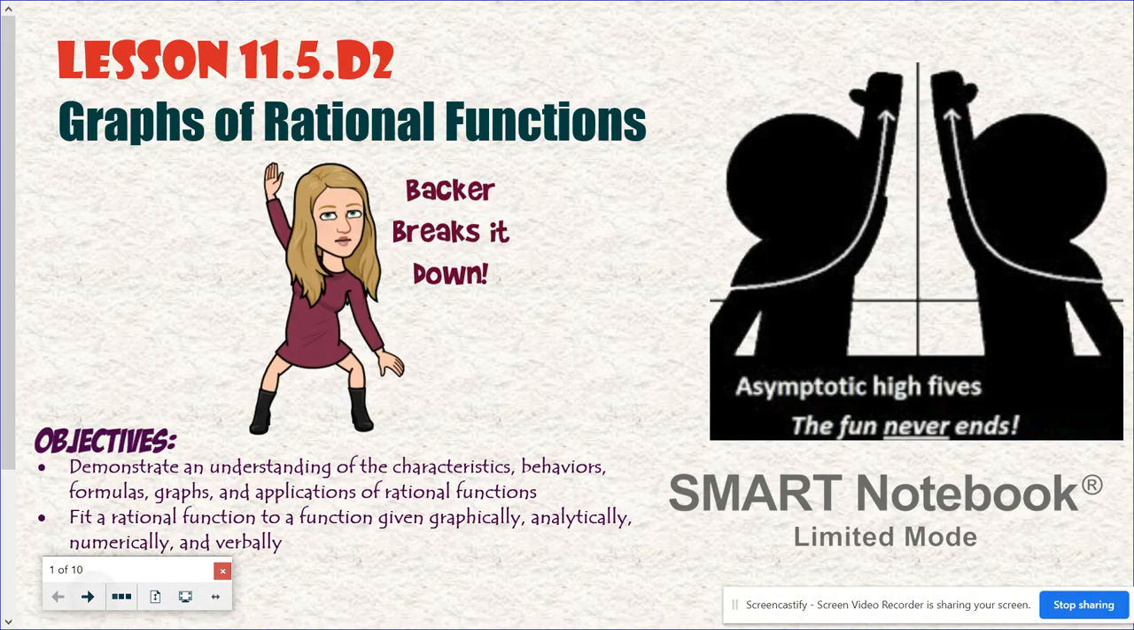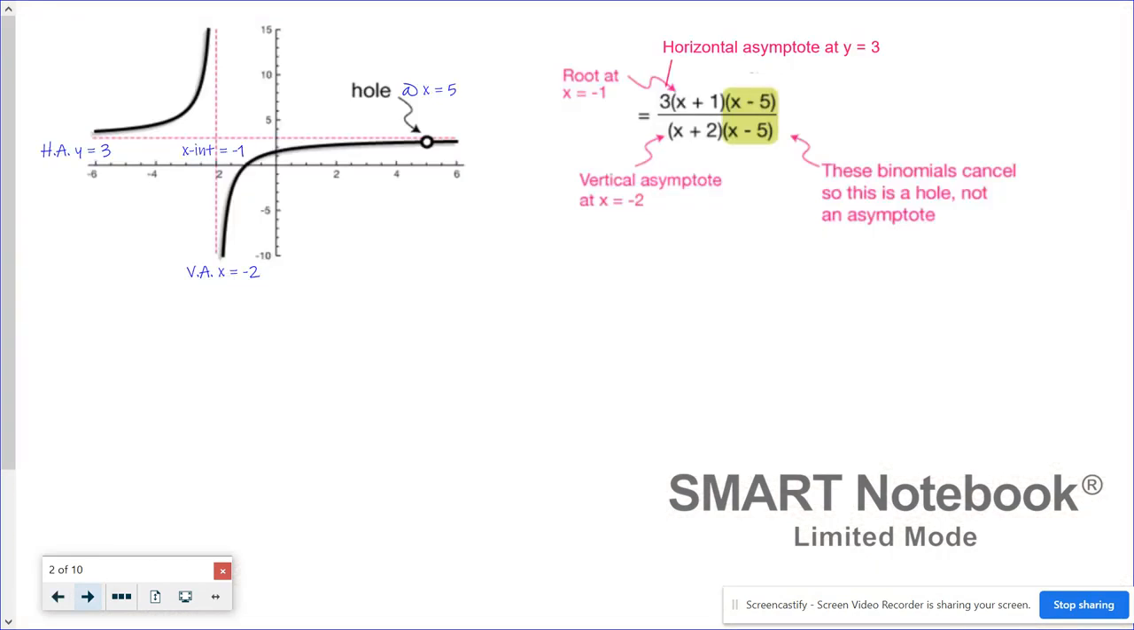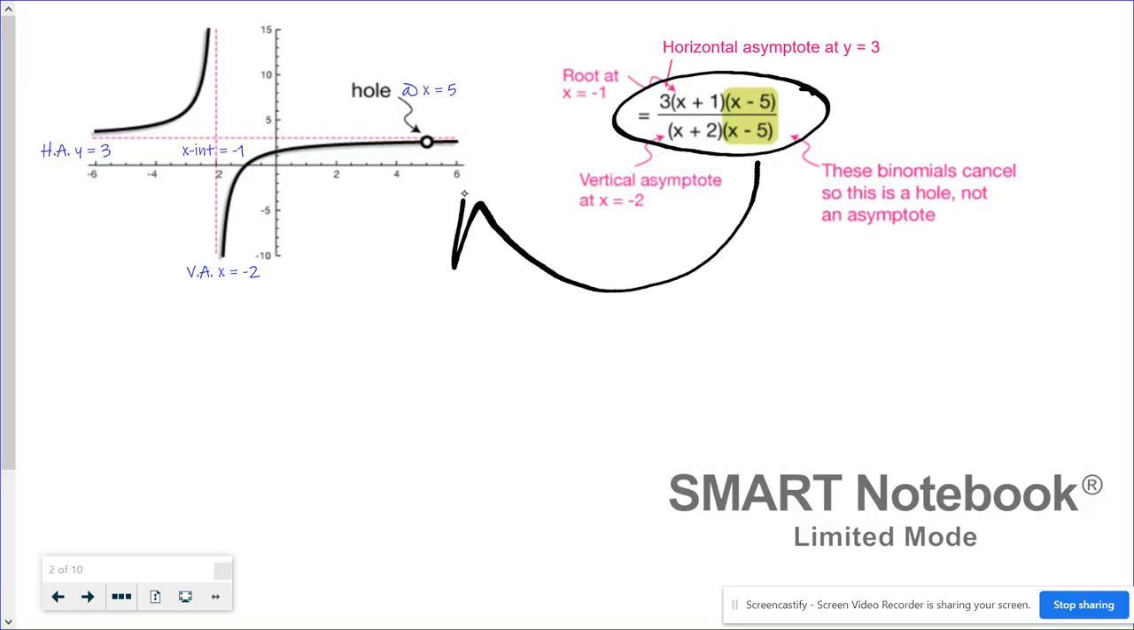So what have we been doing so far? So far, we've been analyzing rational functions, right? So here I have the rational function 3 times the quantity x plus 1 times the quantity of x minus 5 divided by the quantities of x plus 2 and x minus 5. So that's a rational function in its factored form. And we've been analyzing these. And we've been producing graphs.